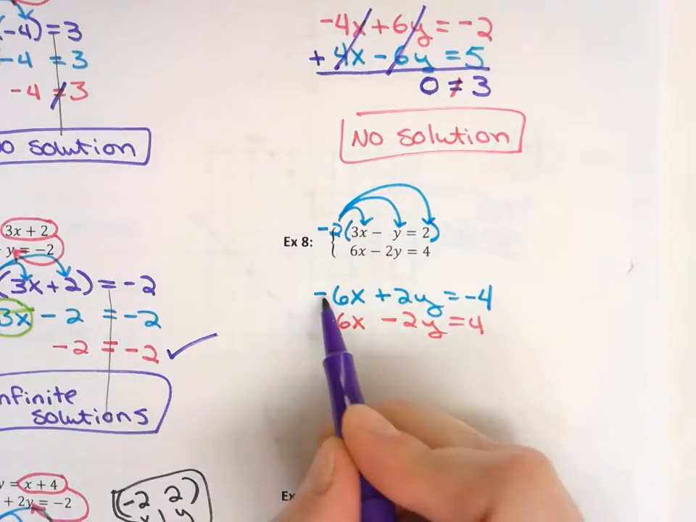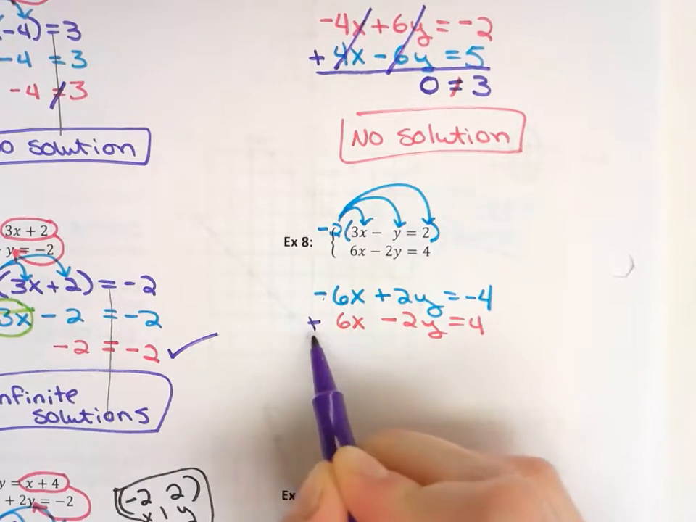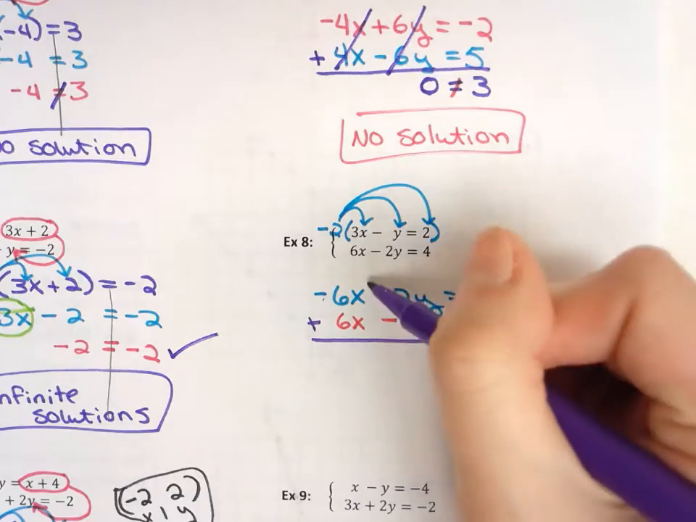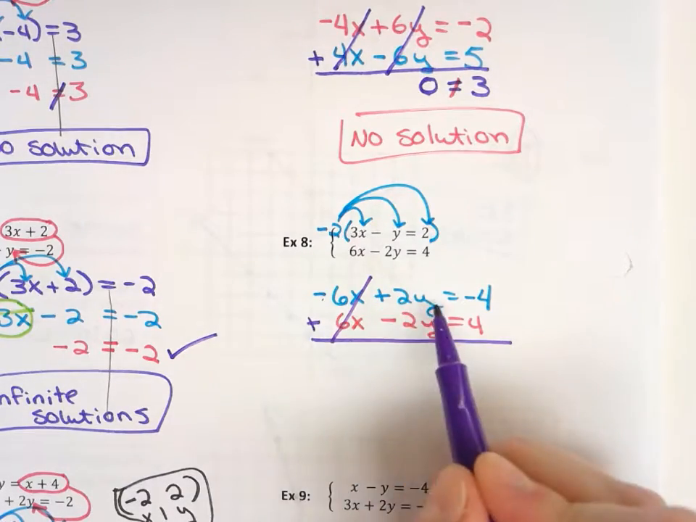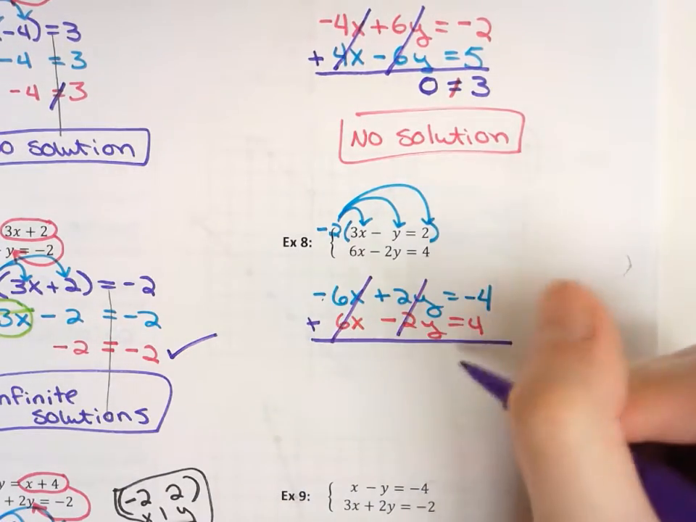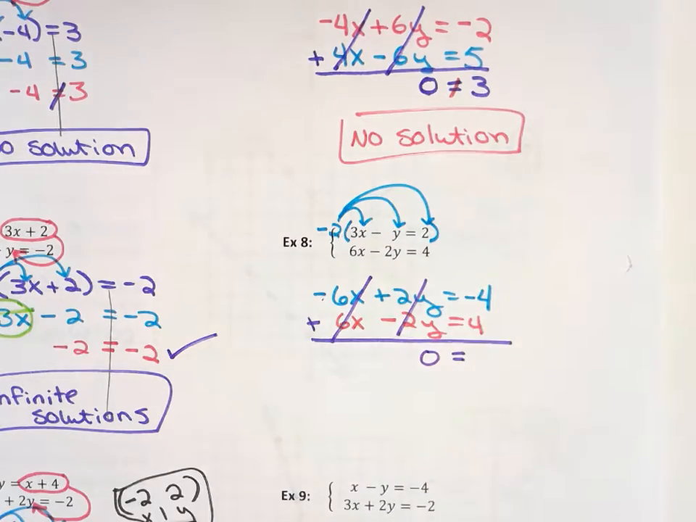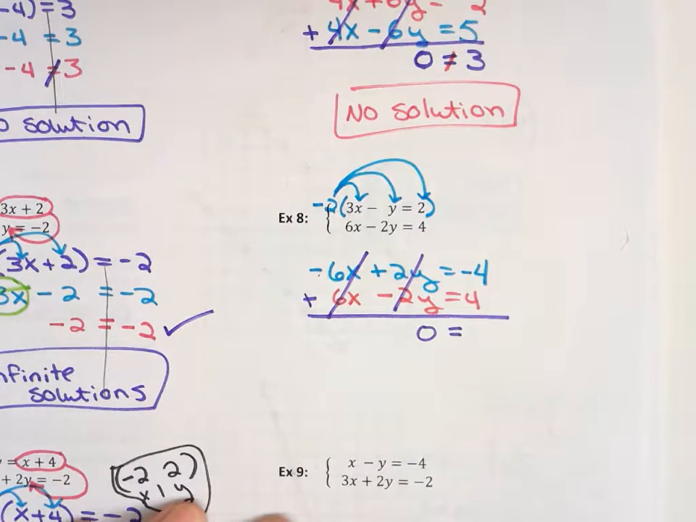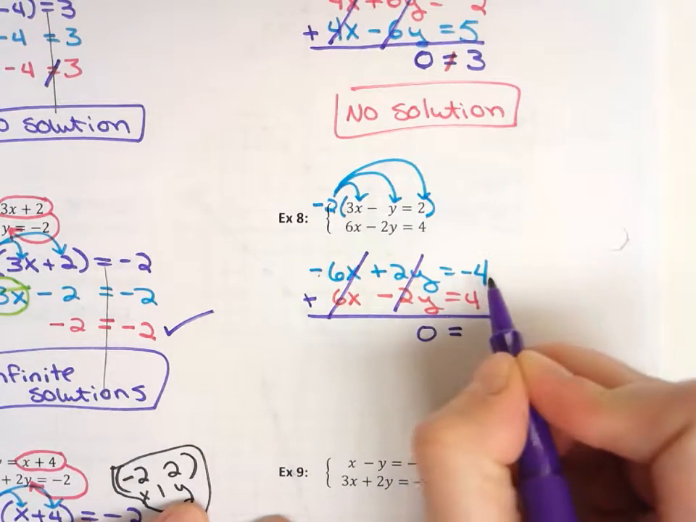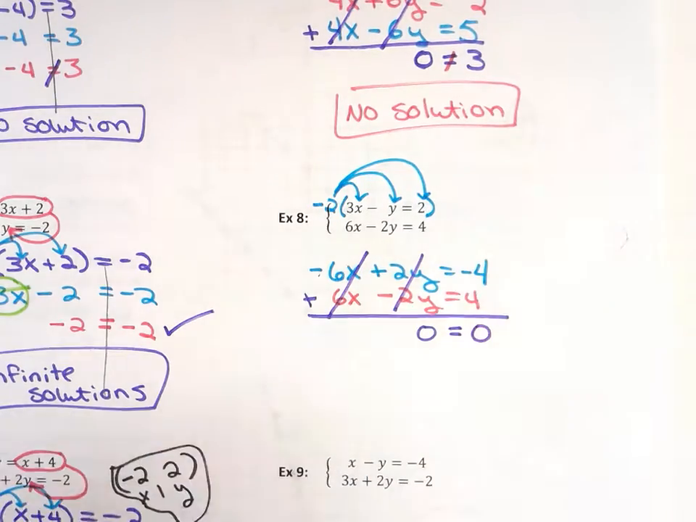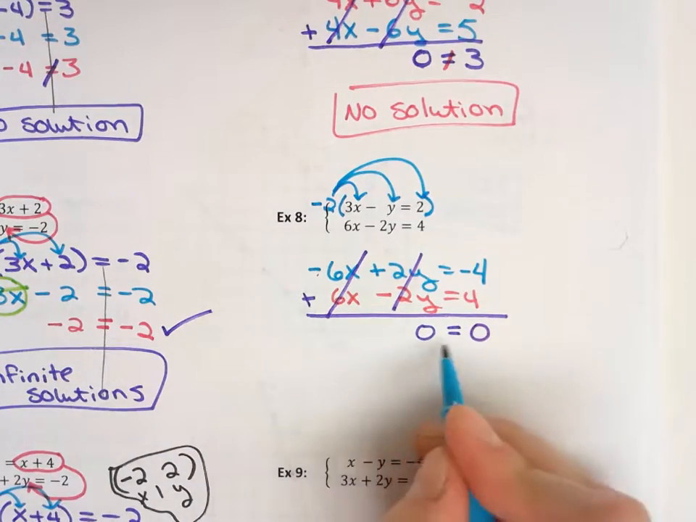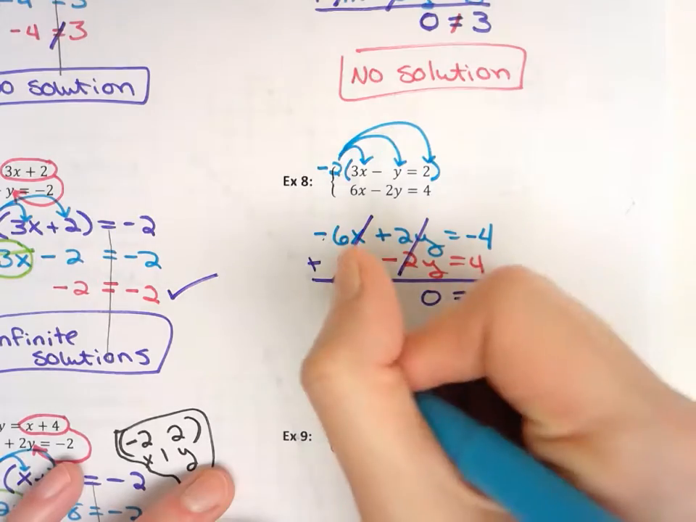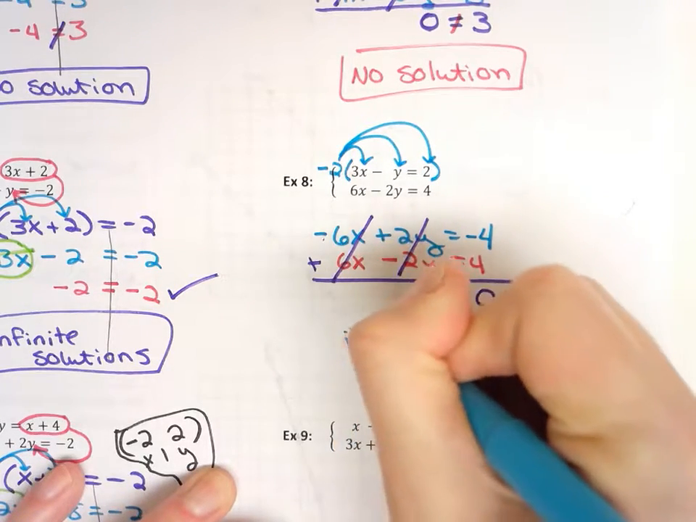Now that I have a -6x and a +6x, I can add my two equations. Those two are going to cancel. 2y plus -2y is also 0. So since I don't have anything remaining over there, I have to actually put a 0. And -4 plus 4 is also 0. These two sides are equal to each other. Those numbers are equal. So this one is infinite solutions.